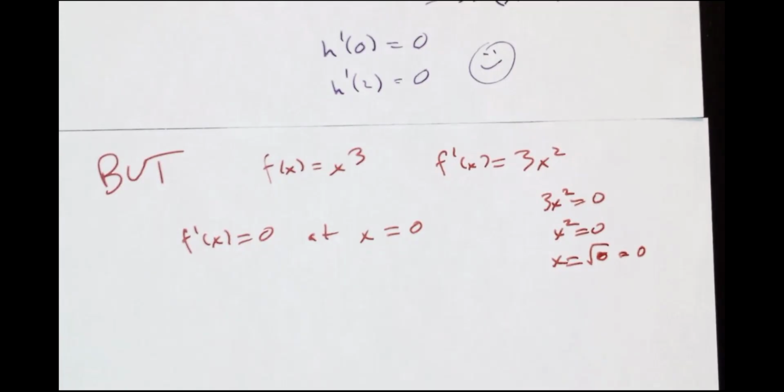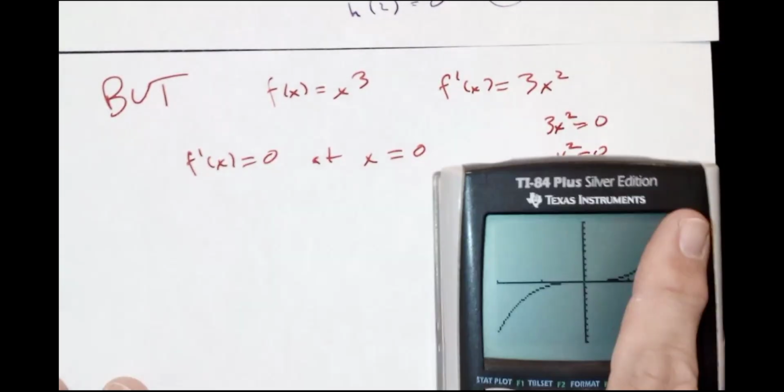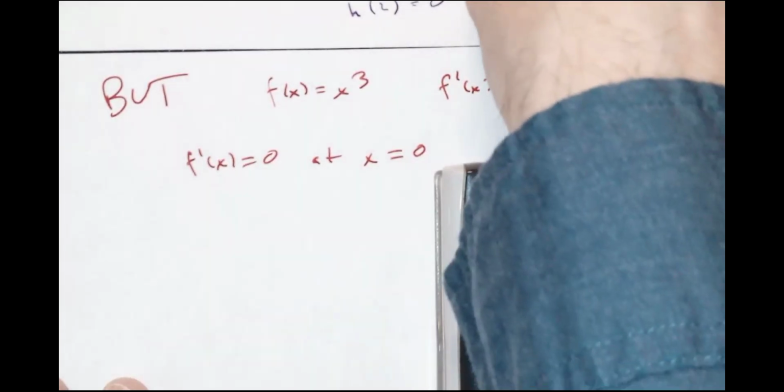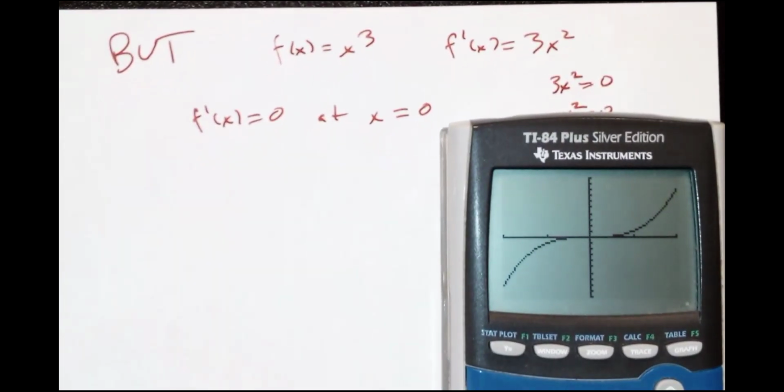So the only place I have a horizontal tangent line is 0. What's the graph of x cubed look like? Well, let's find out. There's my horizontal tangent line. But that is clearly not a maximum, nor is it a minimum.